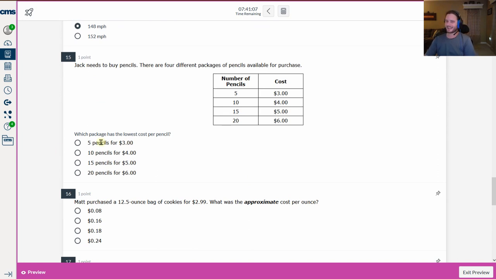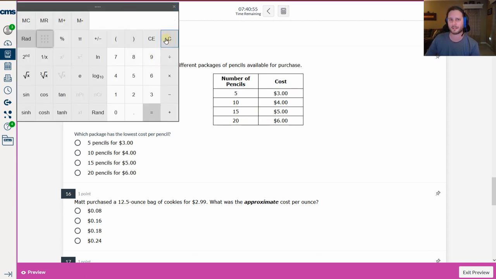For number 15, it's asking which package has the lowest cost per pencil. So for this one, once again, we are simply going to take these numbers and start dividing them to see which one ends up being the better deal. So we have $3 divided by 5 pencils per pack. That gives me 0.6 or 0.60. All right. We've also got $4 divided by 10 pencils. And that gives me 0.4 or 0.40. So that's 40 cents per pencil.